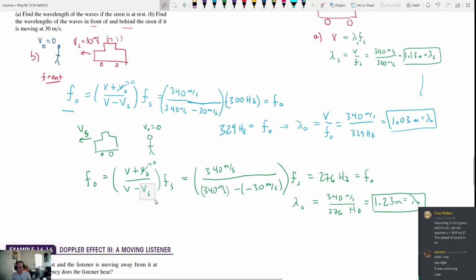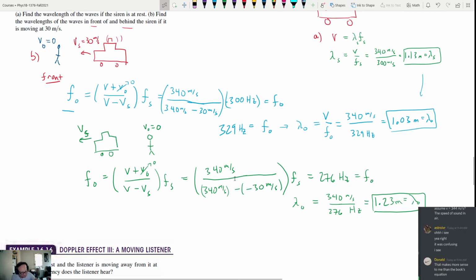Down here, if the object is going to be moving away, we know conceptually that the way the Doppler effect works is that when it moves away, we expect the observed frequency to be smaller. The only way that's going to happen is if I make the denominator go up, right? To make the denominator go up, I need to do a negative negative, basically, right here. So we're adding.